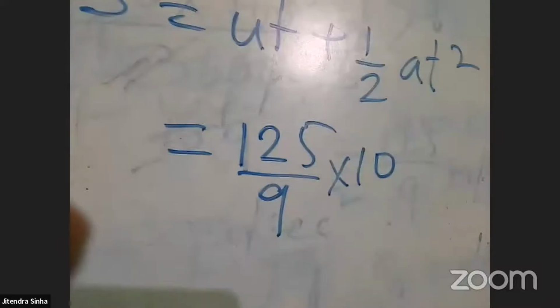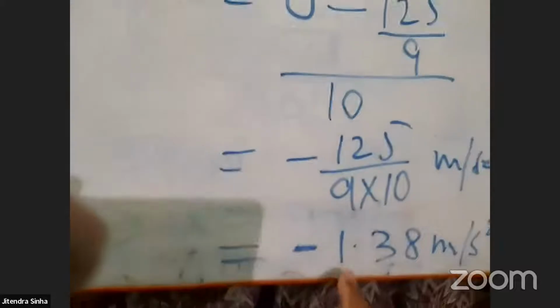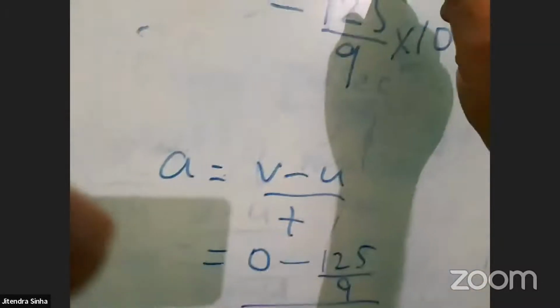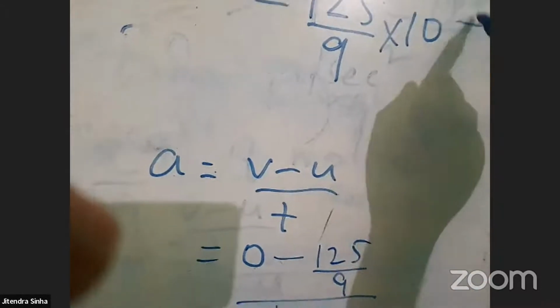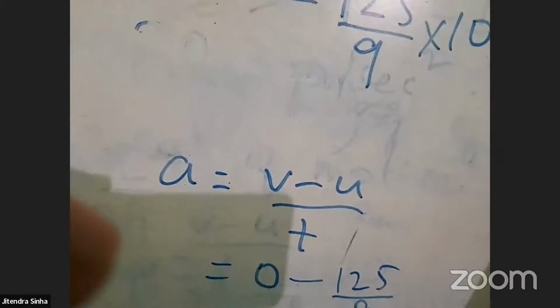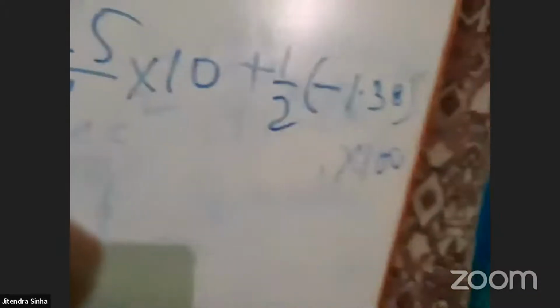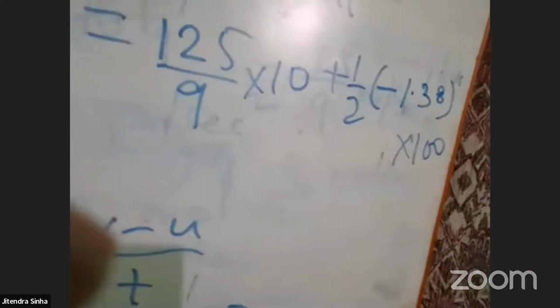Yes, sir. ठीक है. Now you see your acceleration is given negative. तो यहाँ पर हम प्लस के जगह माइनस लिखेंगे, मतलब प्लस 1/2 इंटू माइनस 1.38 इंटू टी स्क्वायर है. टी स्क्वायर का मतलब 10 का स्क्वायर, दैट इज 100. समझ रहे हो? Yes, sir. अब इसका कैलकुलेशन करो. 125 डिवाइडेड बाई 9, दैट कम 13.8.